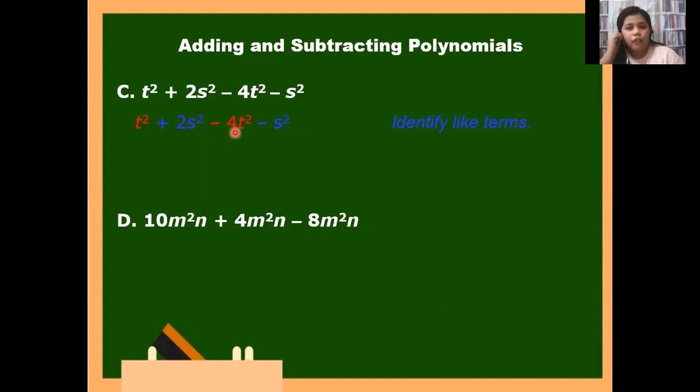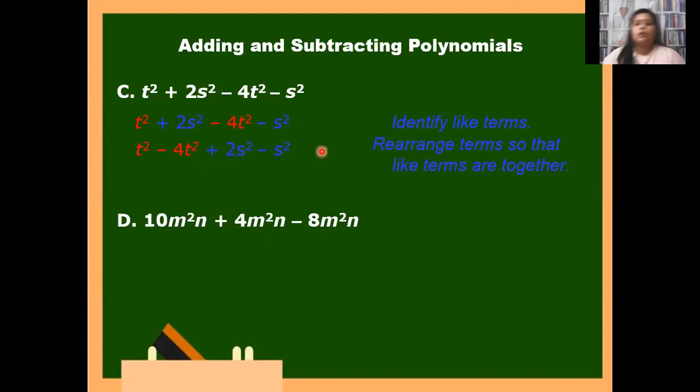That's the same term. They are like terms. And the other one is positive 2s squared and negative s squared. They are also like terms. Now, after identifying like terms, we can now rearrange terms so that like terms are together. So we can rearrange it by doing this. Please remember again that when you are rearranging the terms, make sure to include the sign of each term or the operation of each term to avoid mistakes.